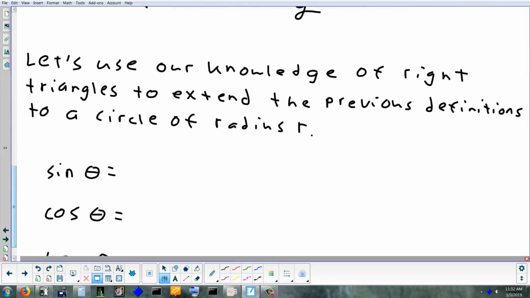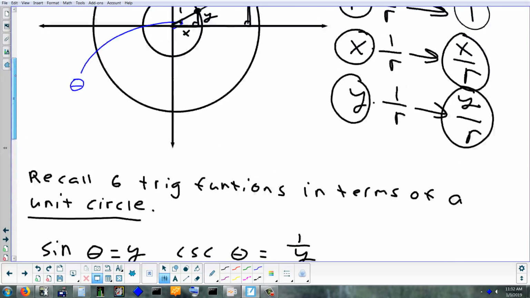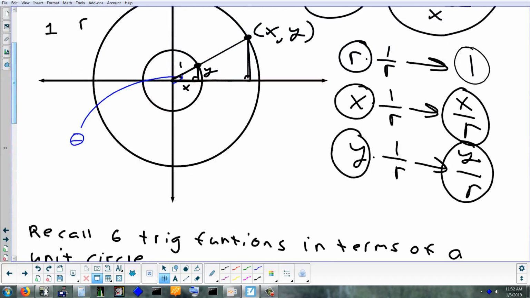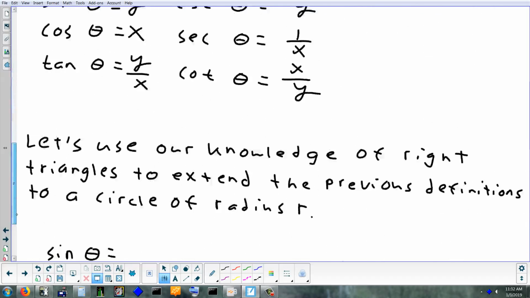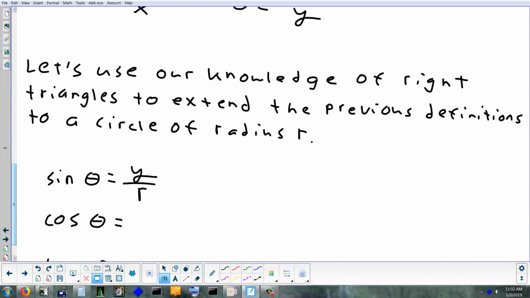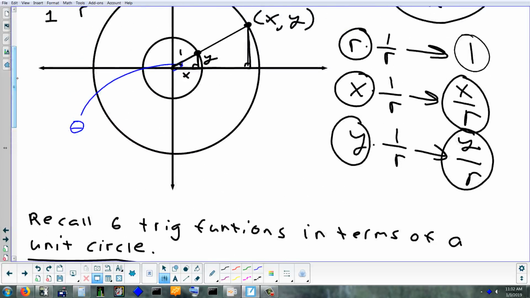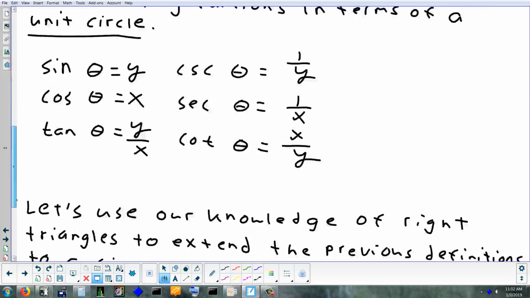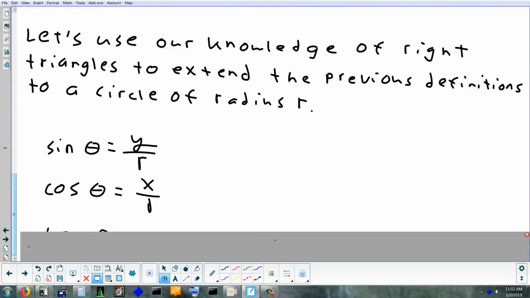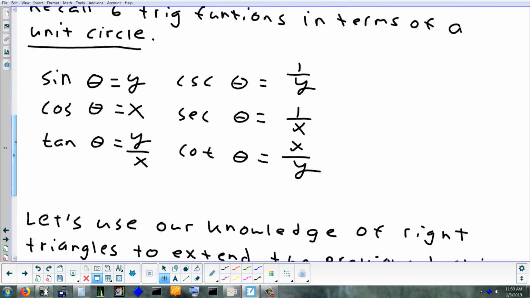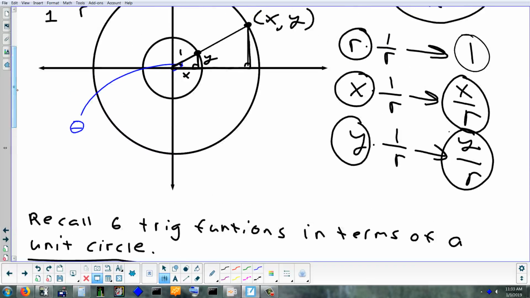So sine was y. You're scaling y by 1 over r. It turns into y over r. All right. Cosine was x. Well, x is now scaled by 1 over r, so it becomes x over r. That's your cosine. And the tangent was y divided by x. Well, that's y over r divided by x over r. That's what it would become now.